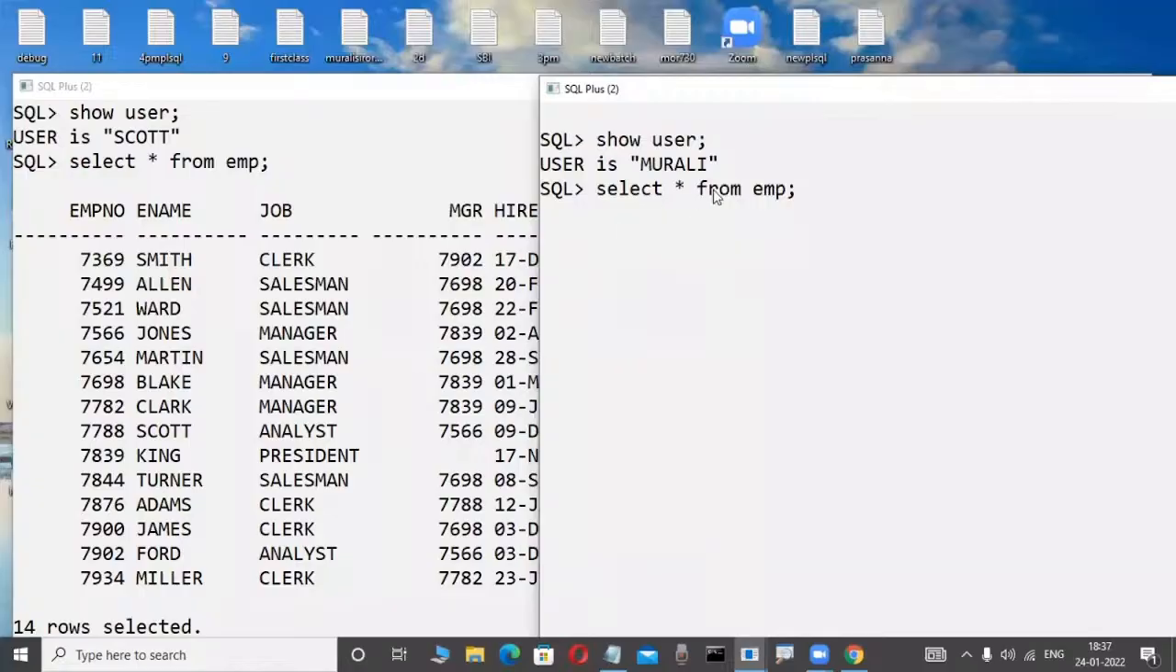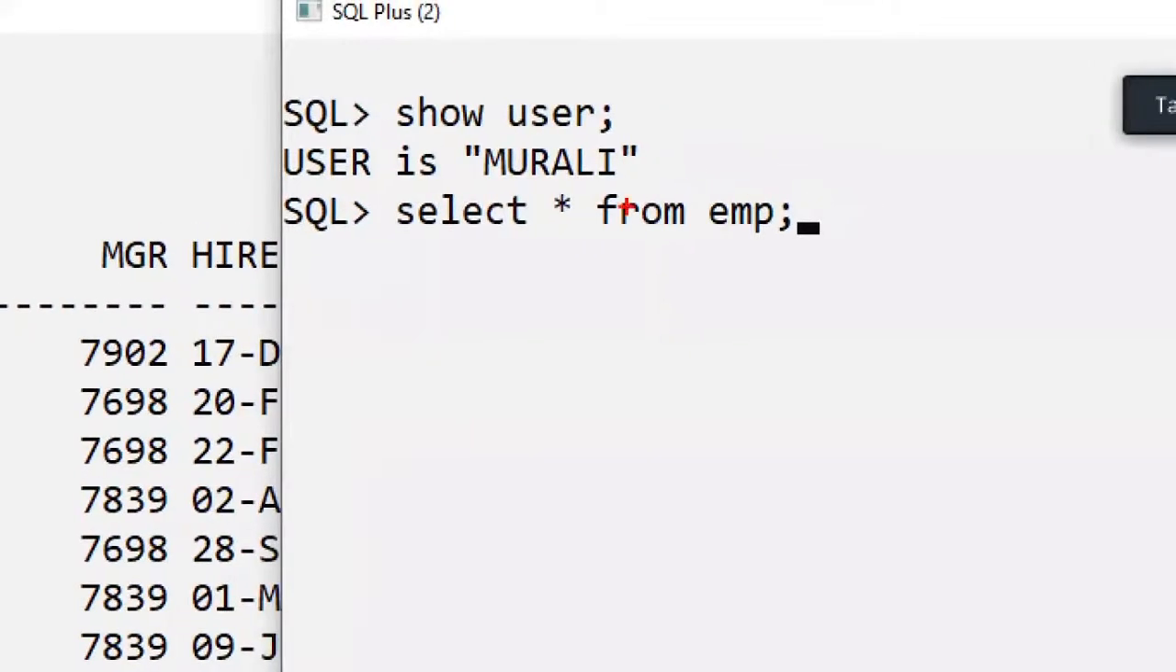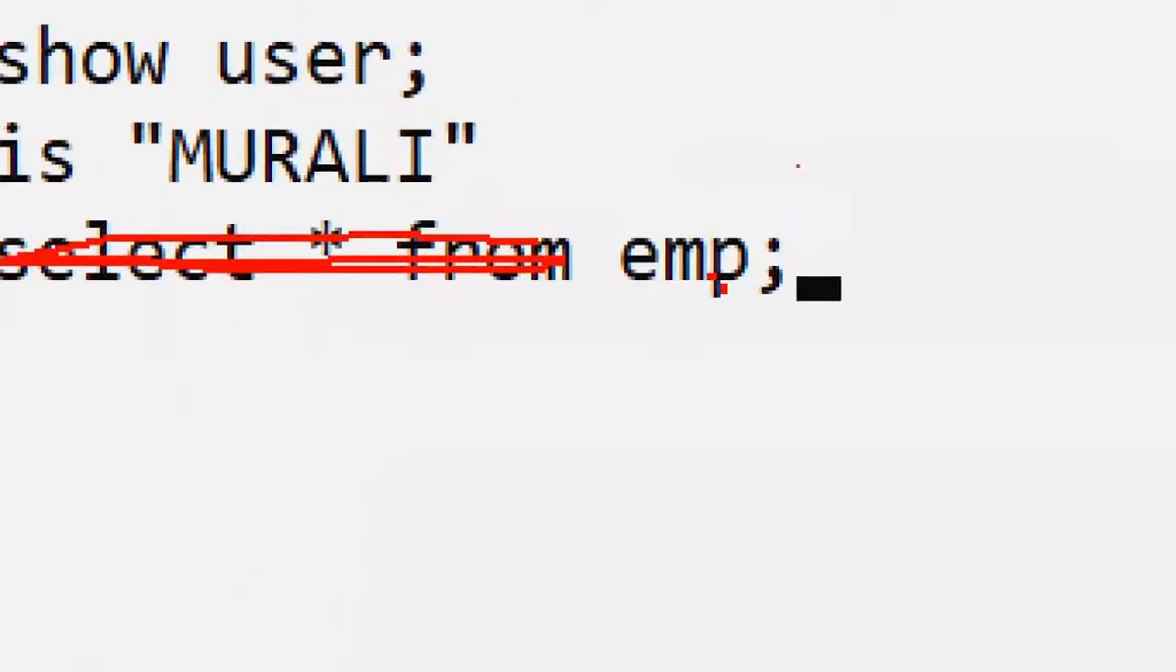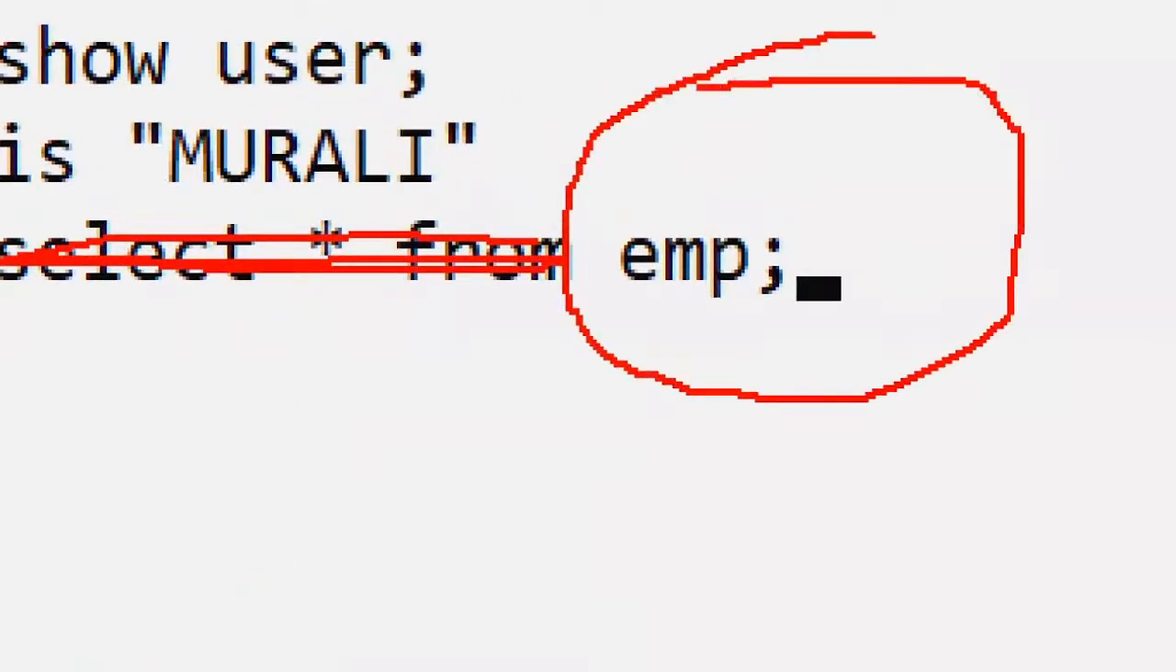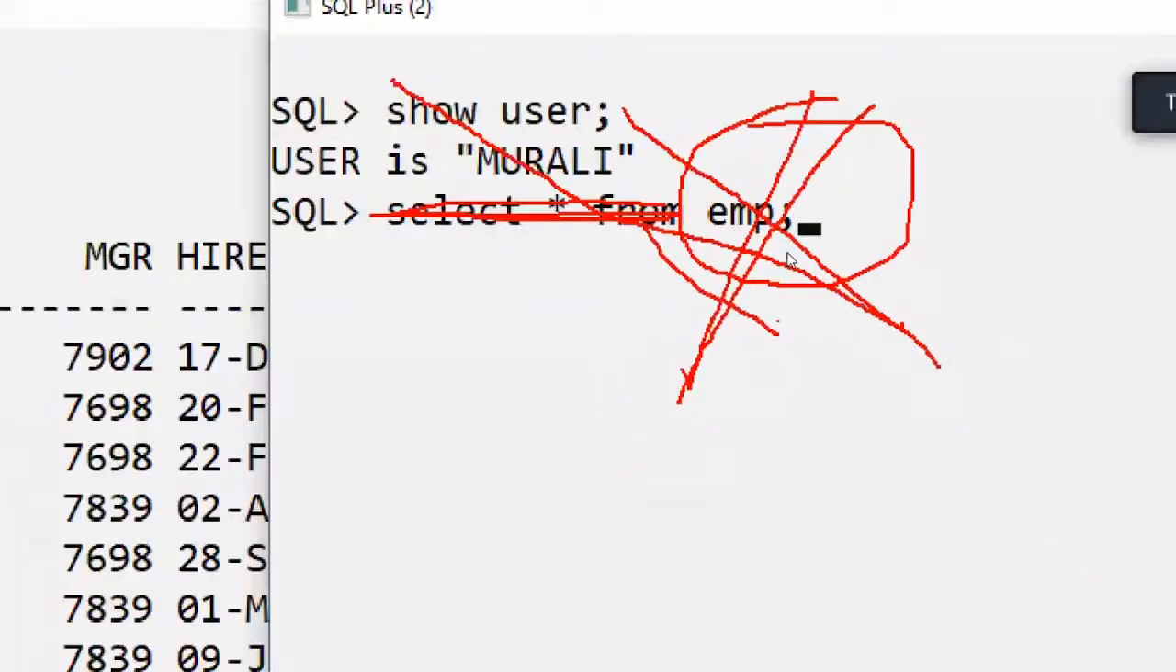In the Morali user, this table is not there, but he is typing a command only. Don't worry about the SQL command, you will learn it in the future: select star from the table name EMP. Is it possible or not? Is the Scott user table visible to the Morali user? Is Morali allowed to access the Scott user table? Logically, is it possible or not? Very good, one fellow is telling the correct answer. Not possible, because the EMP table is another employee's table. That's why it is not possible.